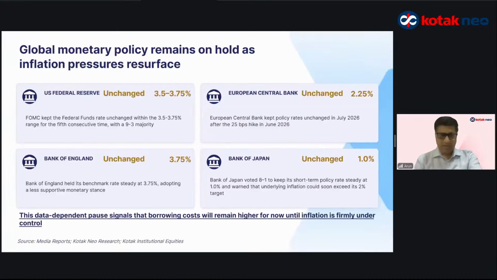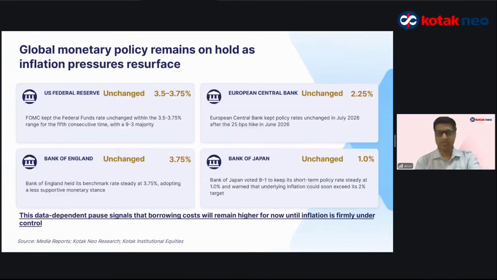On the global monetary side, let's look at the major central banks which had their policy meetings in the month of July, and what the policy actions from their end were. We can see in the slide, the US Federal Reserve, the European Central Bank, the Bank of England, and the Bank of Japan all had their policy meets in July. And the common theme we can see from the slide is that everyone kept their policy rates unchanged. So global central banks paused rate cuts. This is due to stalled disinflation.